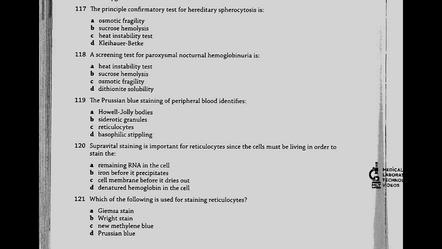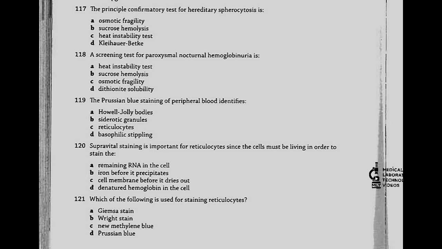Next is question 120. Supravital staining is important for reticulocytes since the cells must be living in order to stain. The stain precipitates: option A, remaining RNA in the cell; option B, iron before it precipitates; option C, cell membrane before it dries out; option D, denatured hemoglobin in the cell. The answer is option A, remaining RNA in the cell. Using supravital stain, residual ribosomal RNA is precipitated within the reticulocytes.